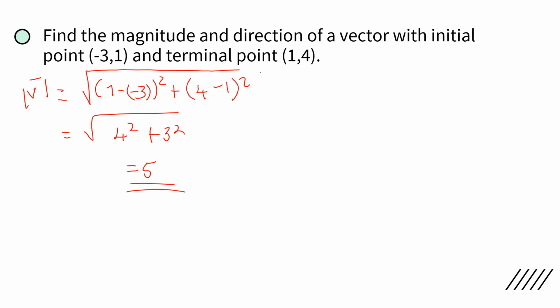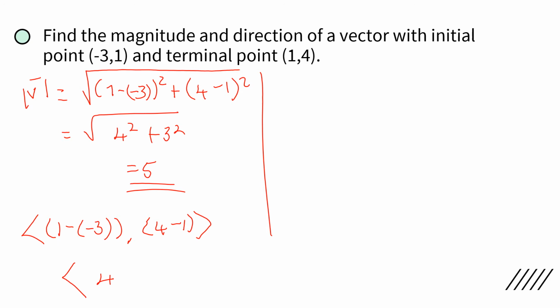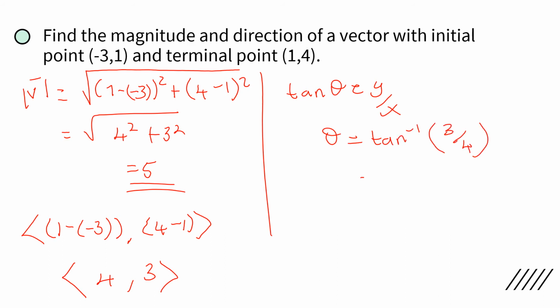So the magnitude is equal to 5, and the direction, the components for this are 1 minus negative 3, and 4 minus 1, which gives us 4 and 3. Tan theta is equal to y over x, so theta is equal to tan inverse of 3 over 4, which is equal to 36.8 degrees.